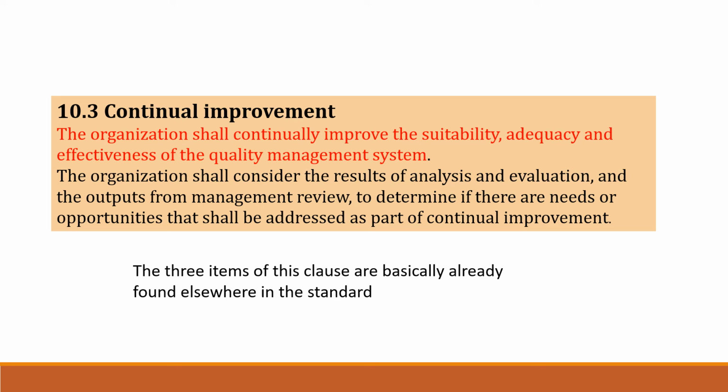Right, this is the last clause of the standard. We're almost finished. The organization shall continually improve the suitability, adequacy, and effectiveness of the quality management system. That means you have to improve something. We talked about that earlier in 10.1. The requirement to do continual improvement is in several places in the standard, including the part where you committed to it in the quality policy. That means I have to see some kind of improvement somehow, some way in the organization in order for you to meet this requirement. And that's basically what the whole thing says. These three items above are basically already found elsewhere.